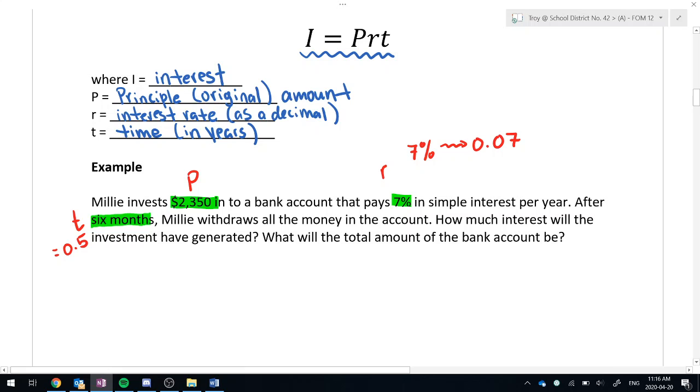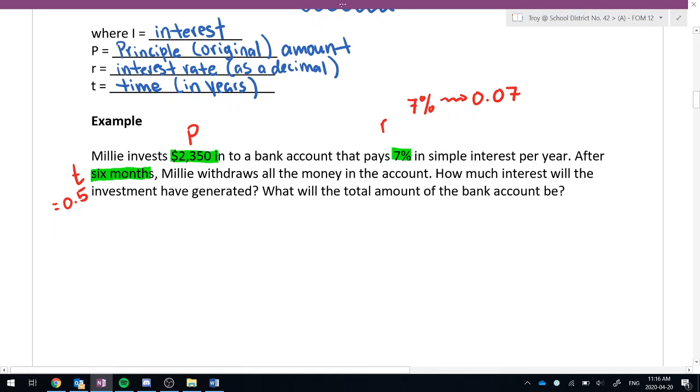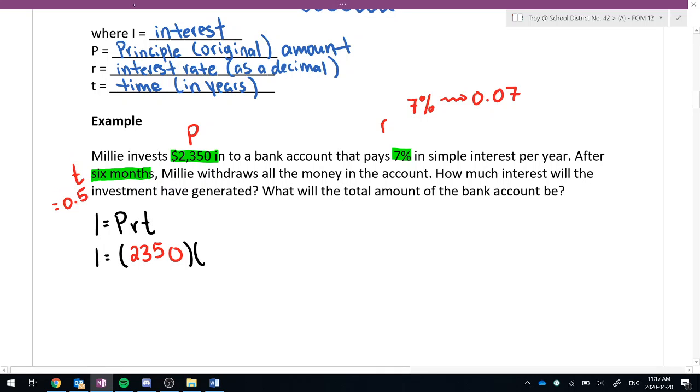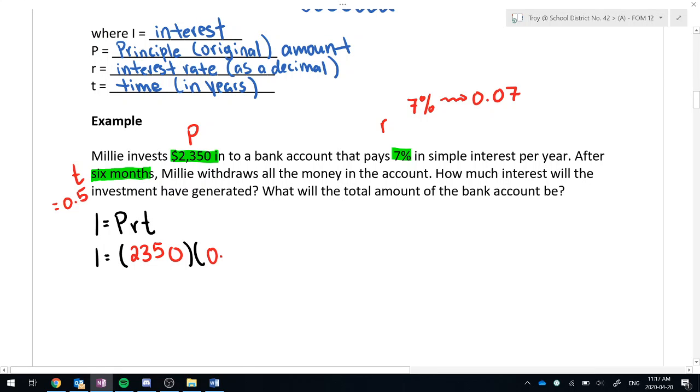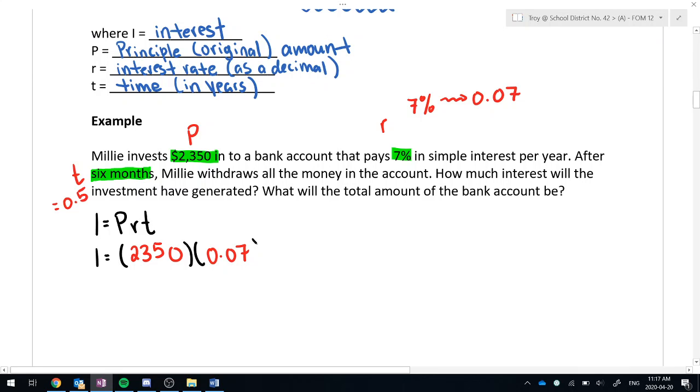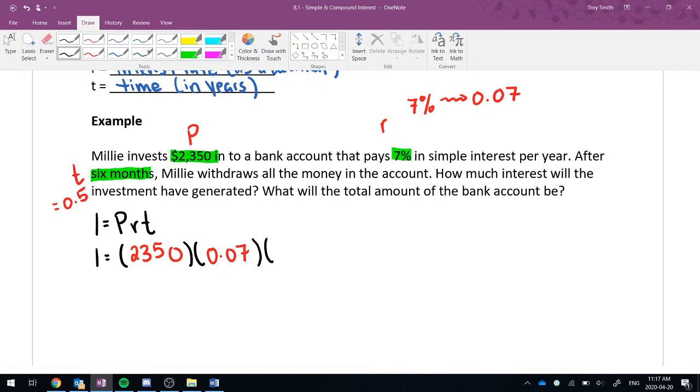Okay, so we have everything we need to use our formula to calculate the interest here. So our interest is going to equal the principal times the interest rate times the time. Okay, and I'll show my substitutions here. So of course, $2,350 for the p-value. The r value is going to be 0.07. And the t value is going to be 0.5 years.